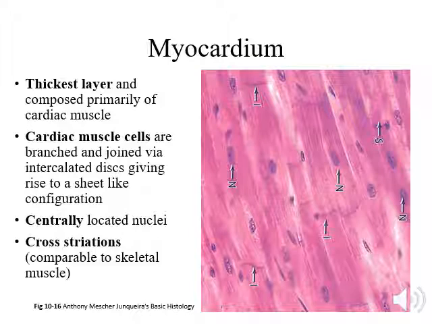These cells are also branching and joined together via intercalated discs. This architecture allows the cardiac muscle to form a sheet-like configuration such that upon contraction, the lumen of the chamber of the heart will decrease, which in turn will propel blood out of the chamber of the heart.